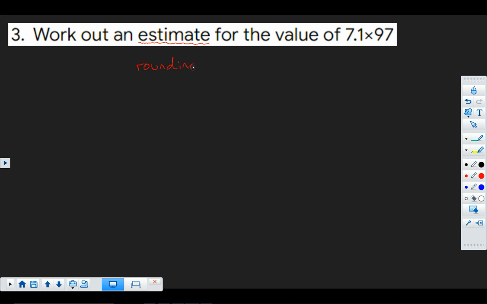Okay, now as soon as we see this word estimate, it should be shouting out to us that we need to do some rounding. But the rounding that we do is not of the answer, but of the numbers in our question. So instead of 7.1, I'm going to use 7. Instead of 97, I'm going to use 100. So there we have it. 7 times 100 equals 700. Estimation is one of the most important skills that you take into real life from your maths.